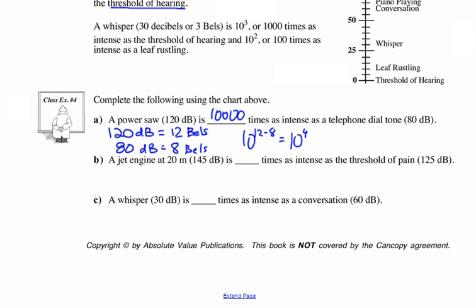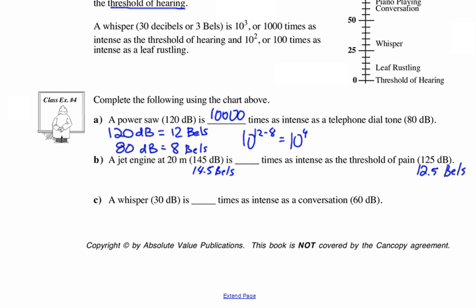Okay, how many bells is 145 decibels? How do you get that? You just divide it by 10. 14.5 bells. And 125 would be 12.5 bells. Yeah, so you just move the decimal one to the left.